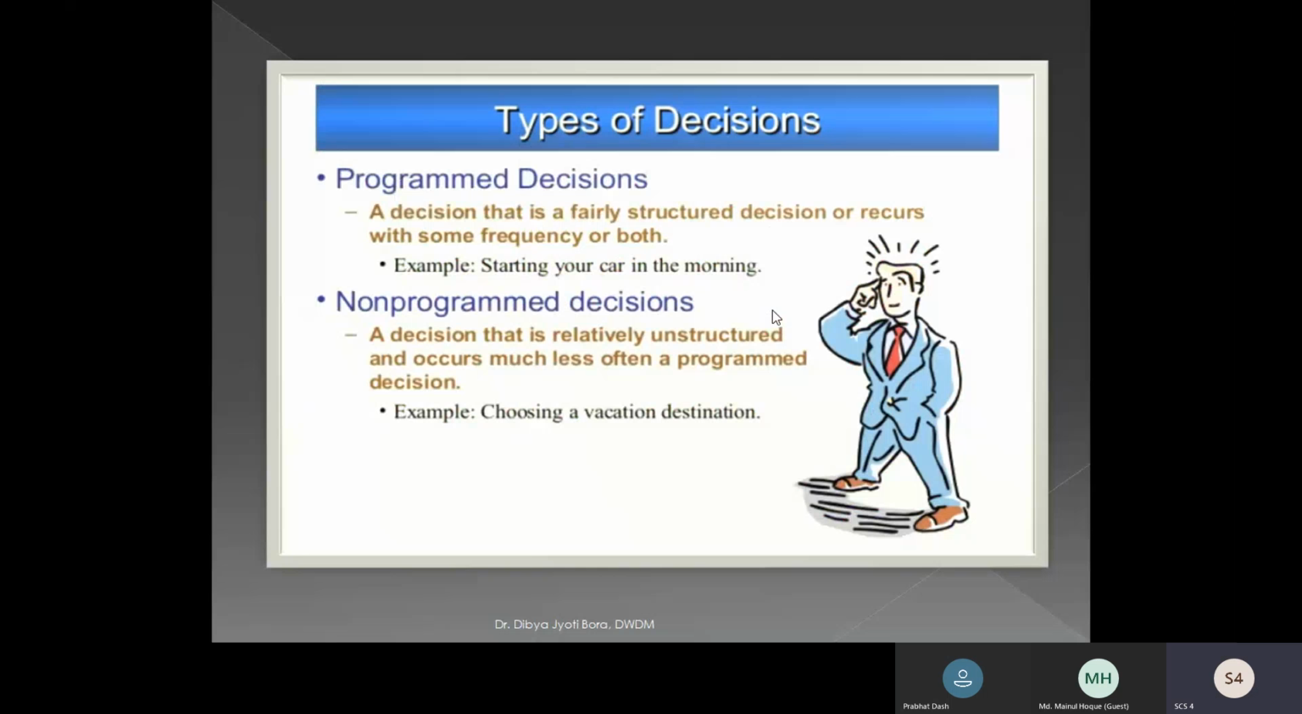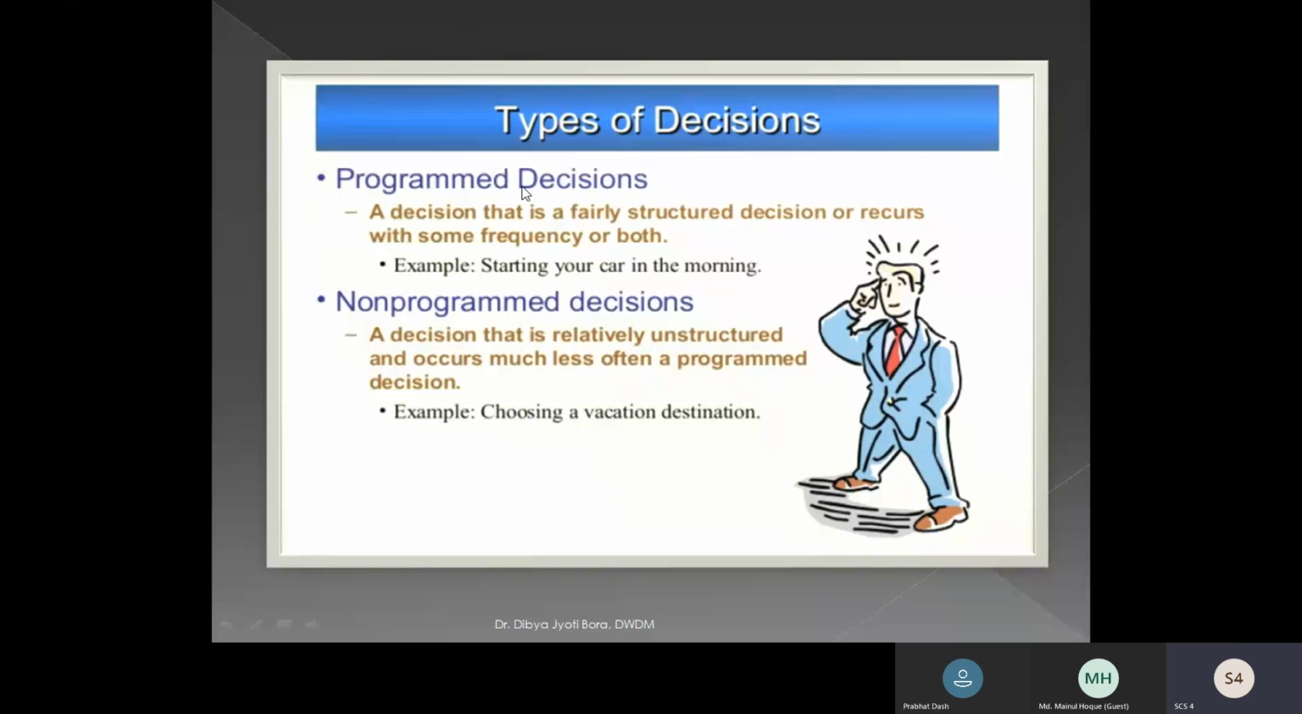Okay, so a program decision is a decision that is fairly structured, or recurs with some frequency, or both. Like you start your car in the morning, that is a recurring process, right? Because every day when you go to office, if you go by car, then you have to start your car in the morning, and that is a frequent process, right? Then a non-program decision is a decision that is relatively unstructured and occurs much less often than a program decision.